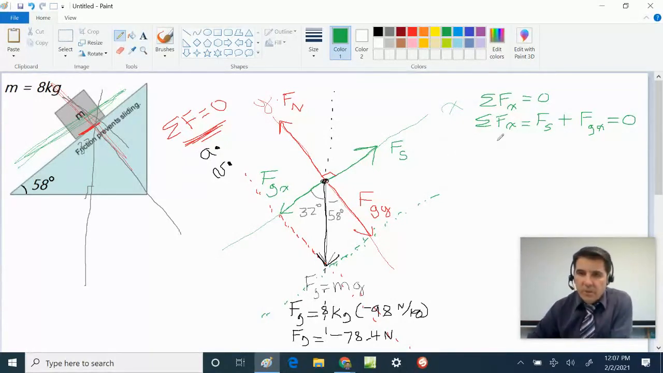So let's find out what FGX is. We need to know what FGX is. I wrote that in green, keeping the same idea. FGX compared to, if we're talking about 58 as our theta, then we're going to talk about FG being mg sine theta.